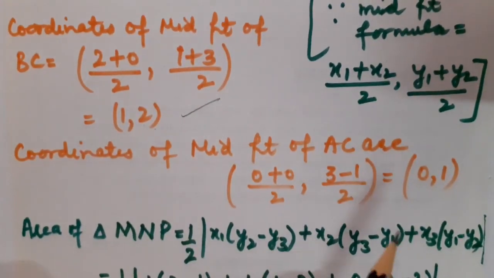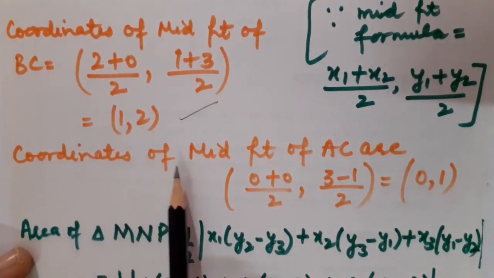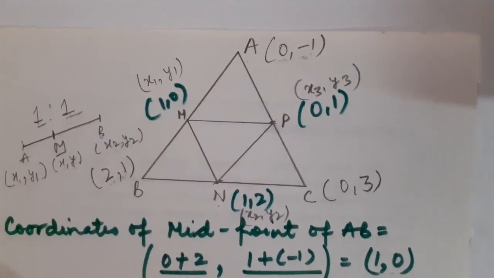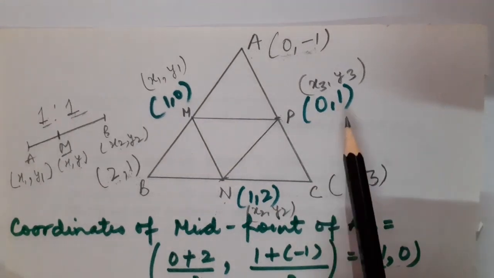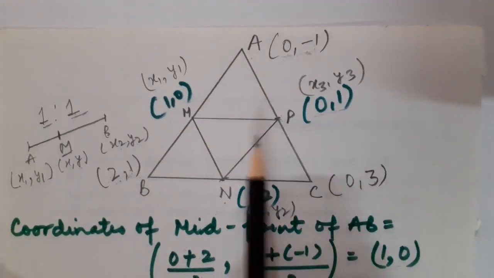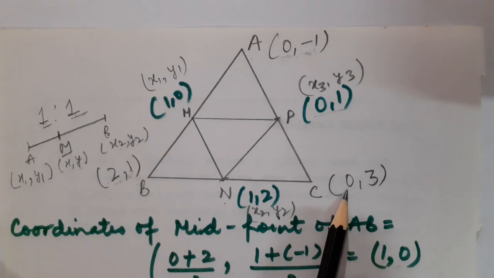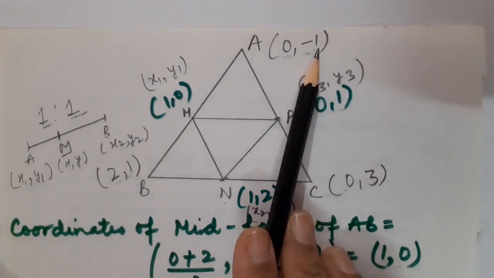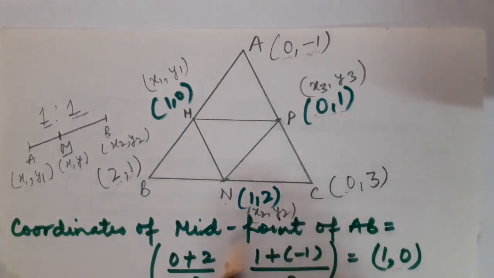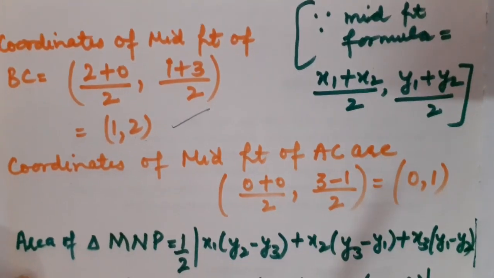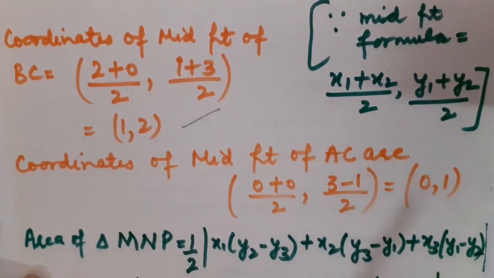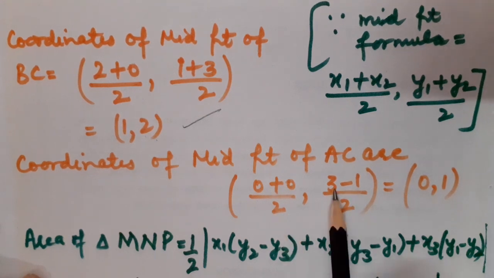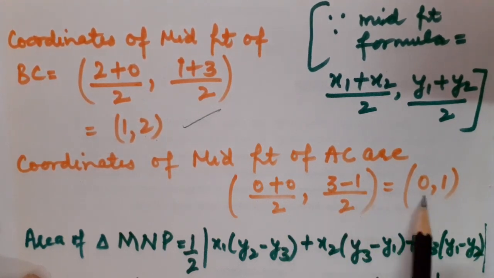Correct? Now let us switch to the coordinates of the midpoint of AC, which is actually P. Please have a look over here. Now I am going to calculate these coordinates. 0 plus 0 divided by 2 would give you 0. 3 plus minus 1, that is 2, divided by 2 would give you 1. So the coordinates of the midpoint P of AC are (0 plus 0) divided by 2, (3 minus 1) divided by 2, that is 0, 1.